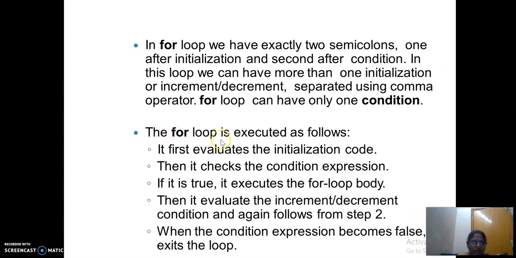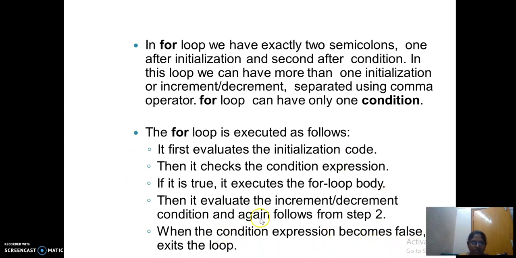See here how this for loop will execute. It first evaluates the initialization code. Then it checks the condition expression. If it is true, it executes the body, that is the for loop body. Then it evaluates the increment or decrement again and again, following from the second step. That is, check the condition, the body of the loop will be executed, and again this one. When the condition expression becomes false, it exits the loop.